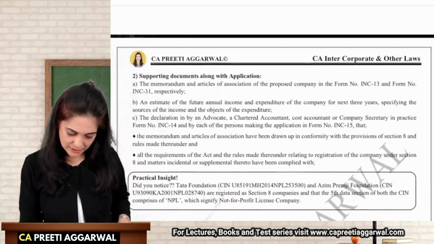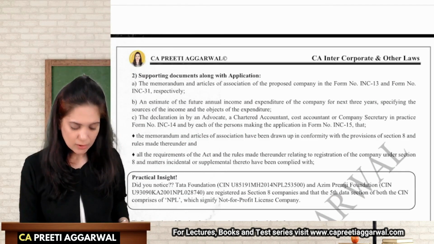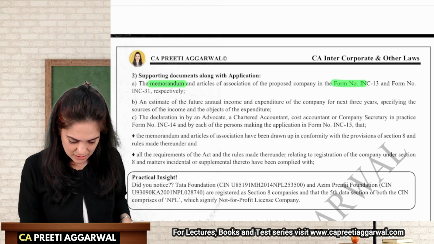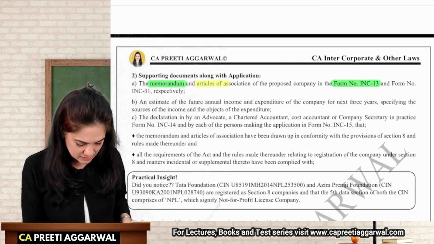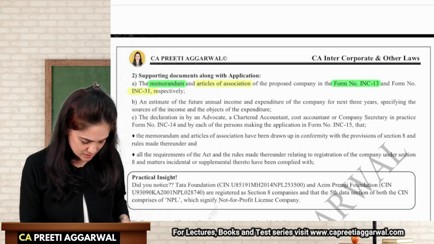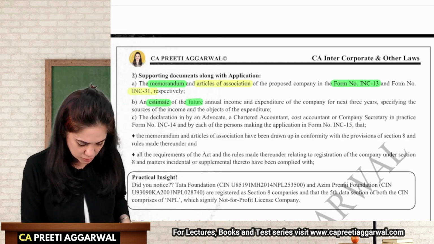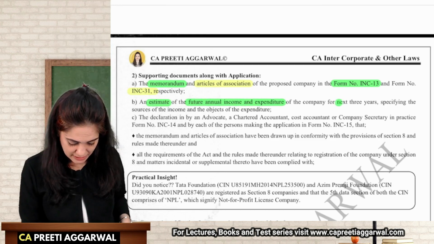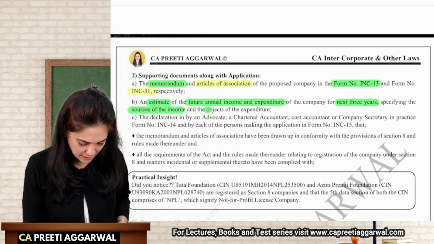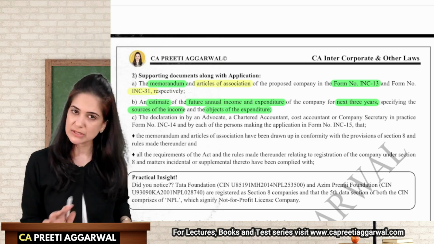There are certain documents which we need to submit along with the application. So we need the memorandum, which is in INC 13, articles in INC 31, and an estimate of future annual income and expenditure of the company for the next 3 years, specifying the source of income and objects of expenditure. So we mentioned this also.